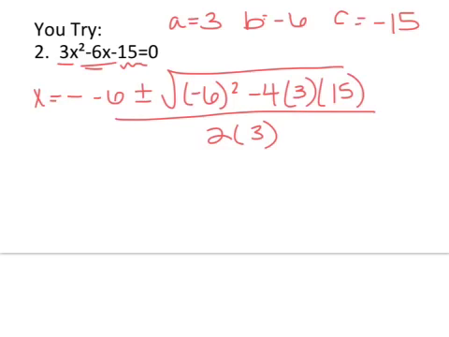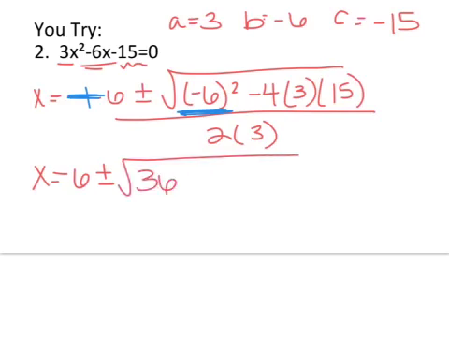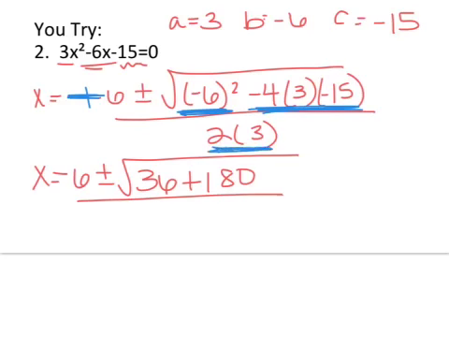Again, a negative times a negative here at the beginning is really a +6. So you should have x equals 6 plus or minus the square root of -6 squared. A negative times a negative is a positive, so you should have a +36 in there. -4 times 3 times -15, sorry, I missed my negative up here, should give you a positive 180. And then 2 times 3 here at the bottom is 6.